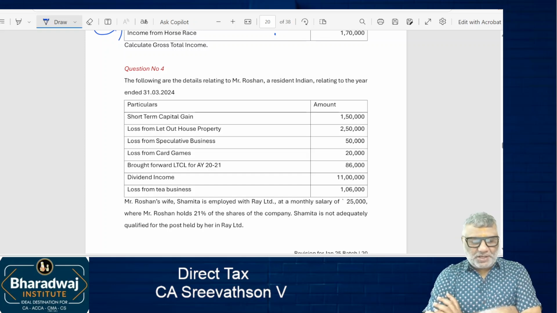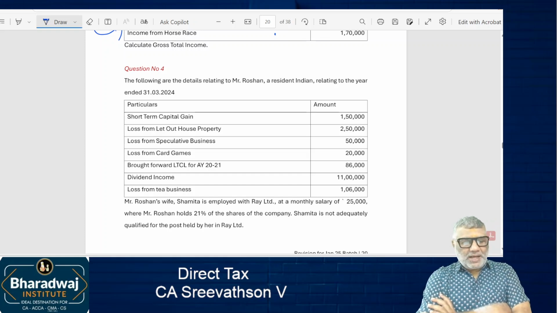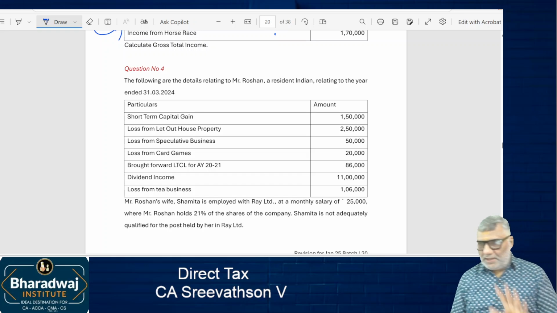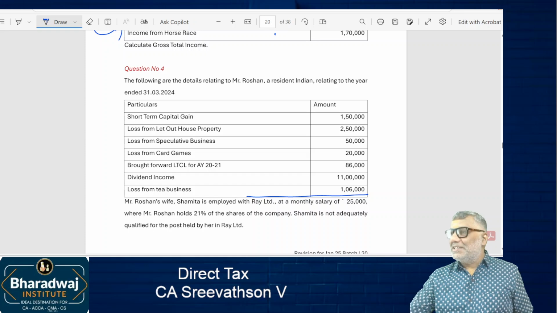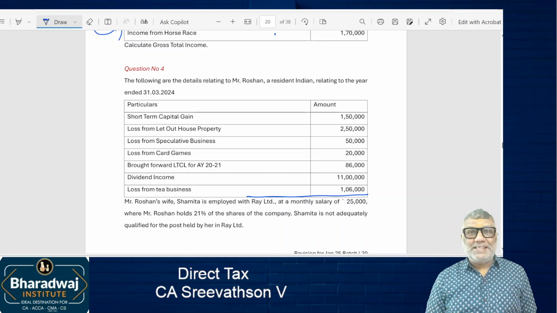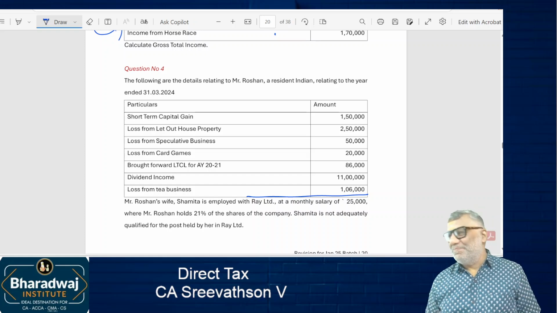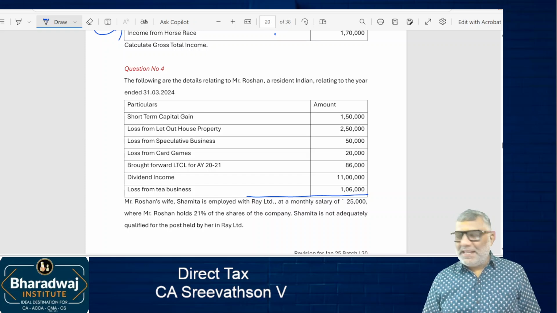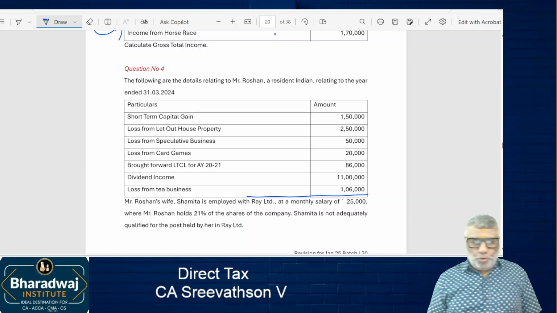In this case, the question is clear. So there is salaries, there is house property loss, there is speculation business, and capital gains and IFOS. Okay, let's deal with that. Before dealing with it, loss from tea business 1,06,000. Remember, 60% is agriculture, 40% is business. That can be set off against any income. You are clear? Okay, I'm still going under the old tax regime and working out.